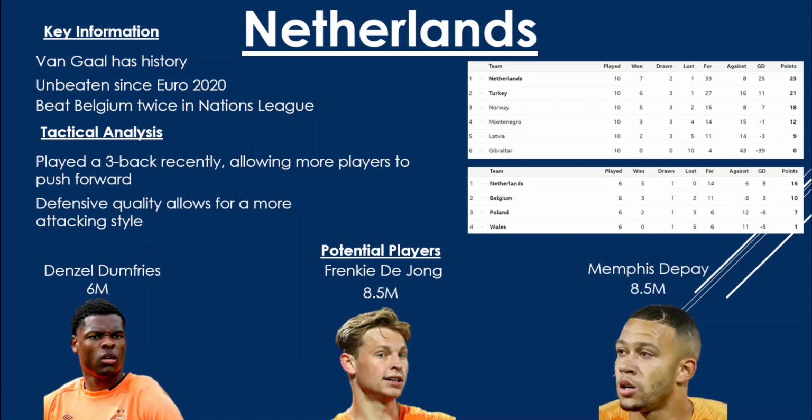And then the final player we've got here is Memphis Depay. Now, he has 21 goals in his last 20 international appearances. That's more than players like Mbappe, Kane, Lewandowski, Haaland, and even Messi. I think he is amazing value at 8.5 million in the group that he is in, and he could be one of the front runners for the World Cup Golden Boot.